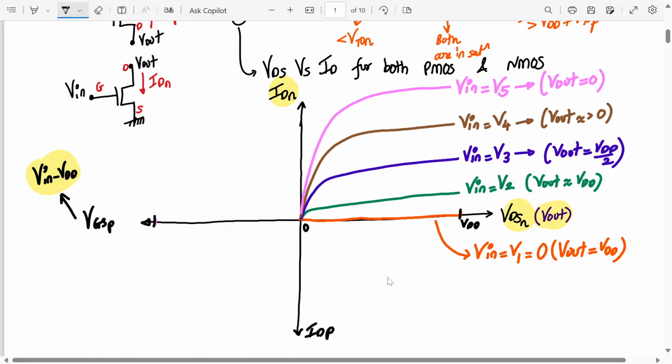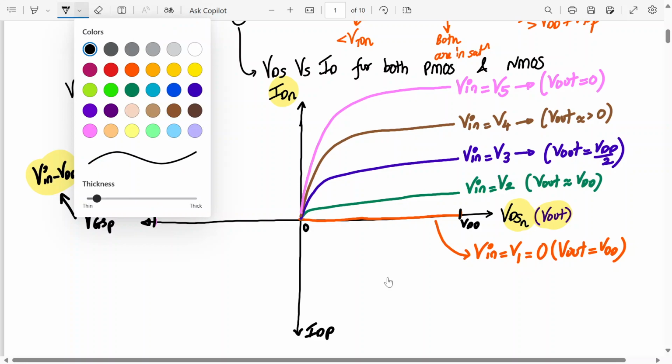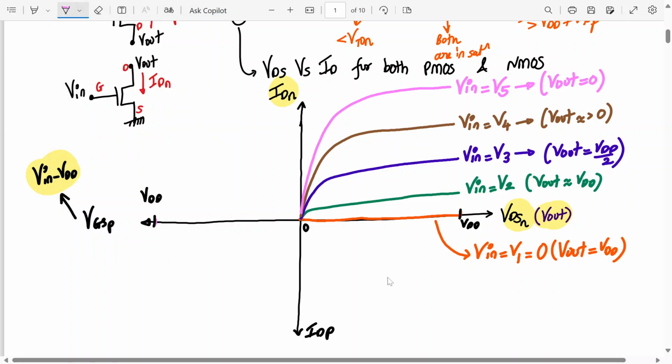This point is VDD. So correspondingly, this graph will come over here. This is which point? V in equal to V5. This is the graph for V in equal to V5, because here V in is almost equal to V5, which is almost equal to VDD, and if you substitute V in equal to VDD, you will get almost 0 over here. So that's why you're getting 0 at the x-axis, and then it will reverse.